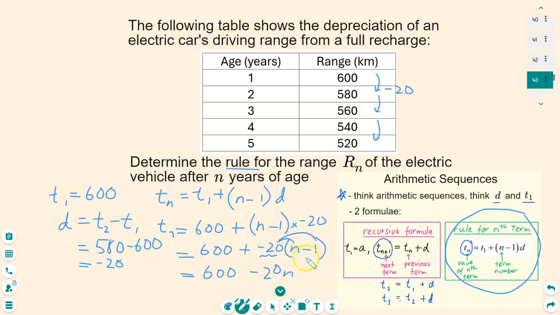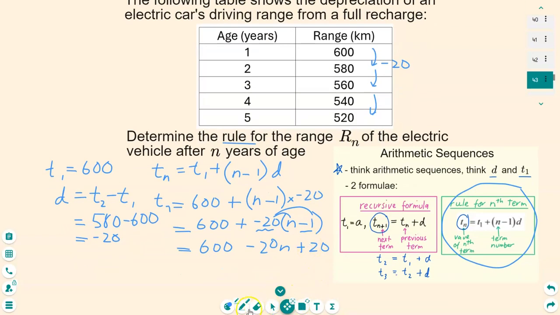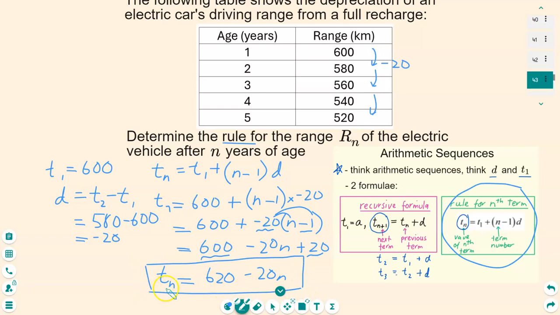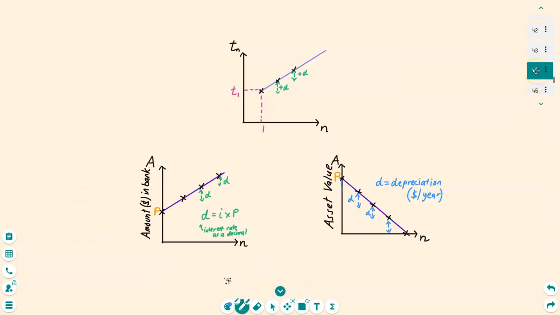Negative 20 times negative 1 is positive 20. And then leave it in simplest form. To collect those like terms, 600 plus 20 is 620. Take 20n. So you're just finding the function Tn in terms of n. Leave those n's in. Next question.